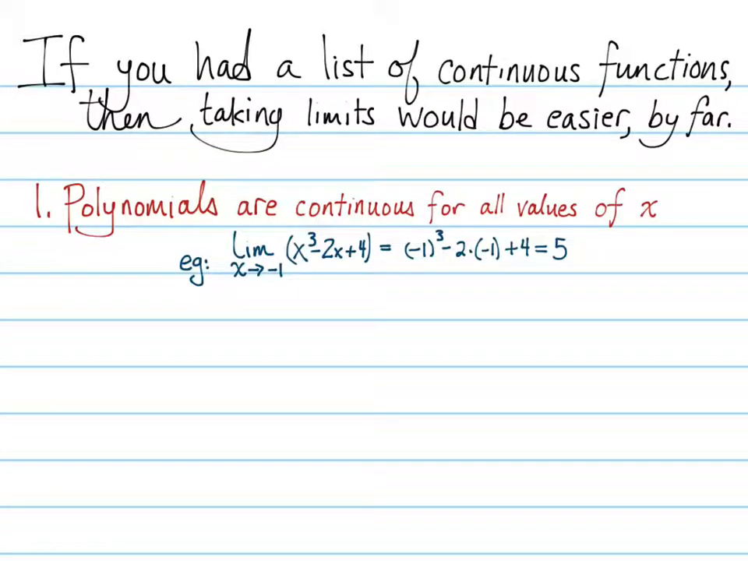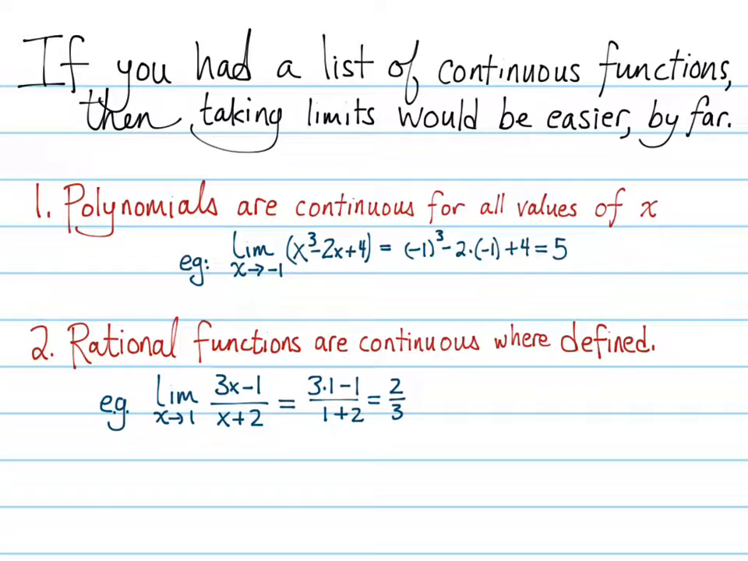And so here's a list of functions. We're going to start with polynomials. Polynomials are the nicest functions we have. Polynomials are smooth, continuous, they have nice turning points, things like that, everywhere. And since they're continuous for all values of x, you can always just plug in the value you're heading towards. And so each of these comes with an example. Go ahead and look at the example and convince yourself that it makes sense.